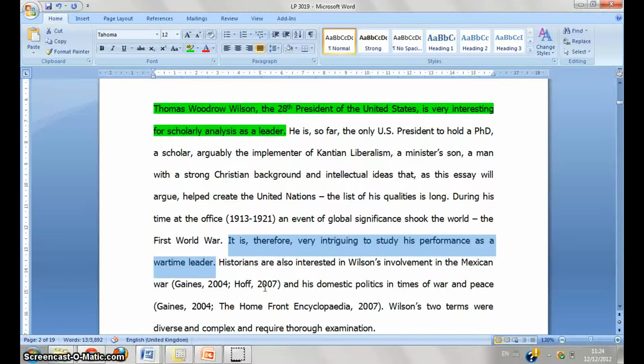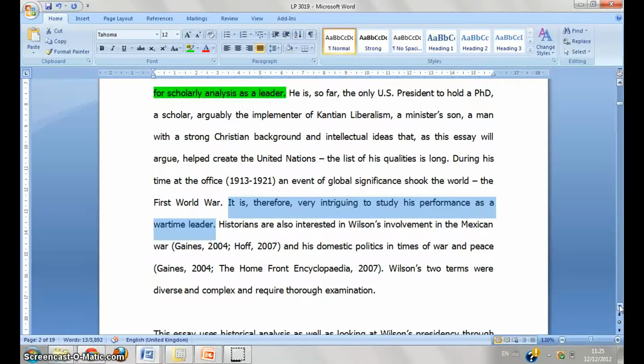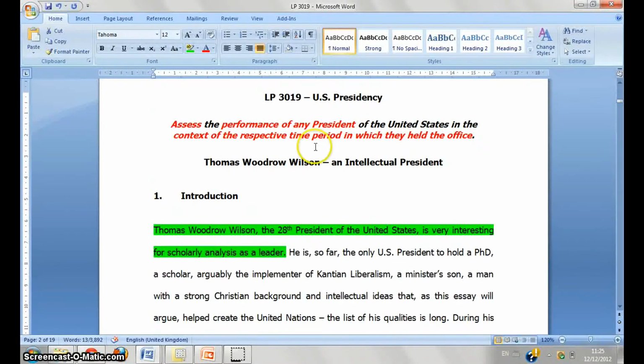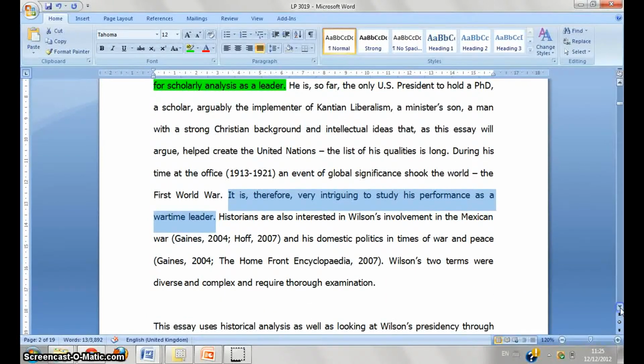I say I'm going to study his performance as a wartime leader. So this partially answers the assignment question as to the object of the study, assessing the performance of President Wilson. Next, historians are also interested in Wilson's involvement in the Mexican War and his domestic politics in times of war and peace. Wilson's 2 terms were diverse and complex and require thorough examination.